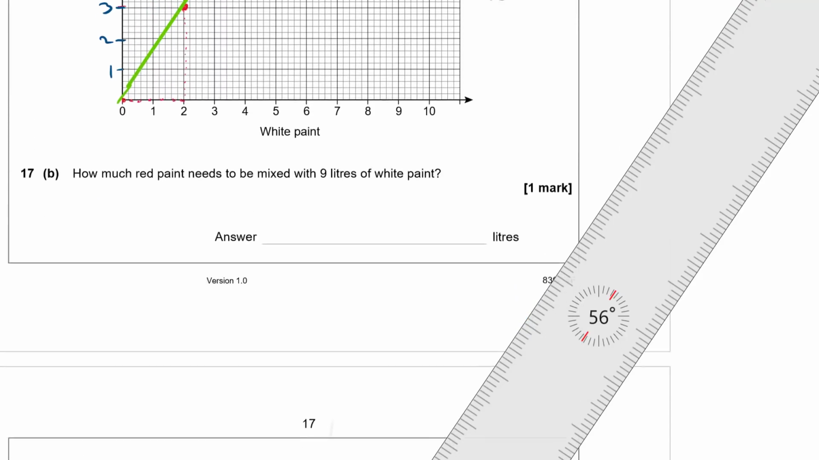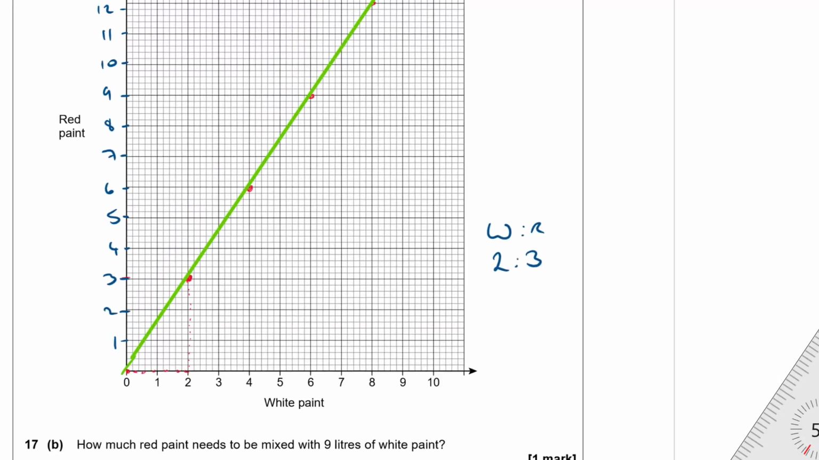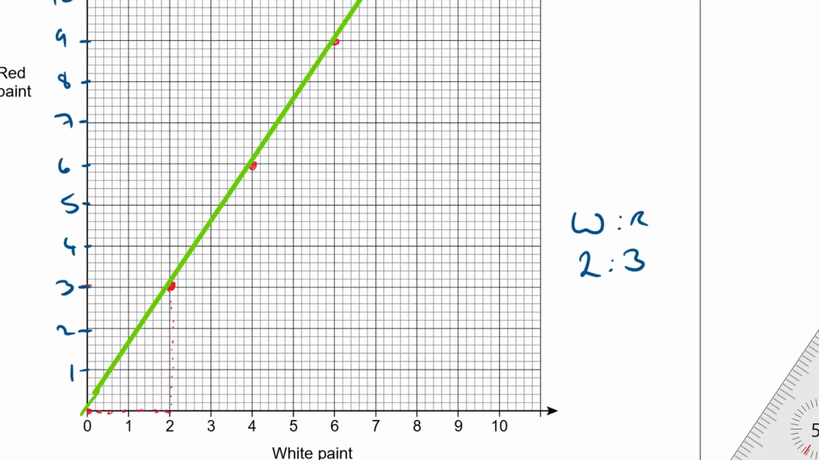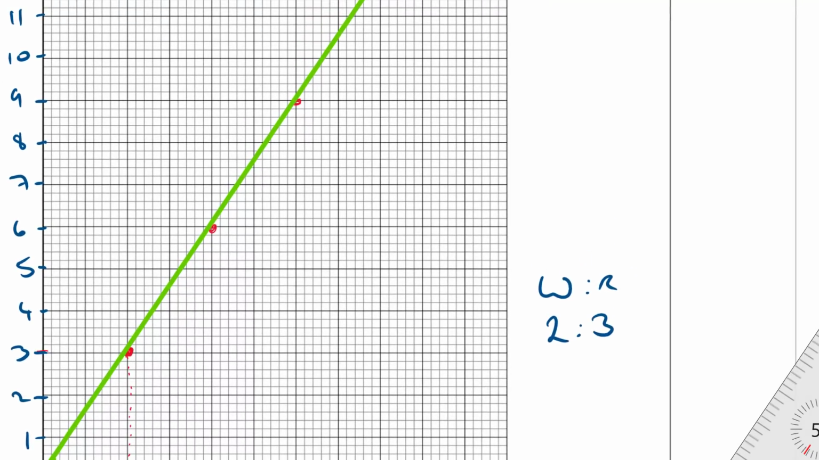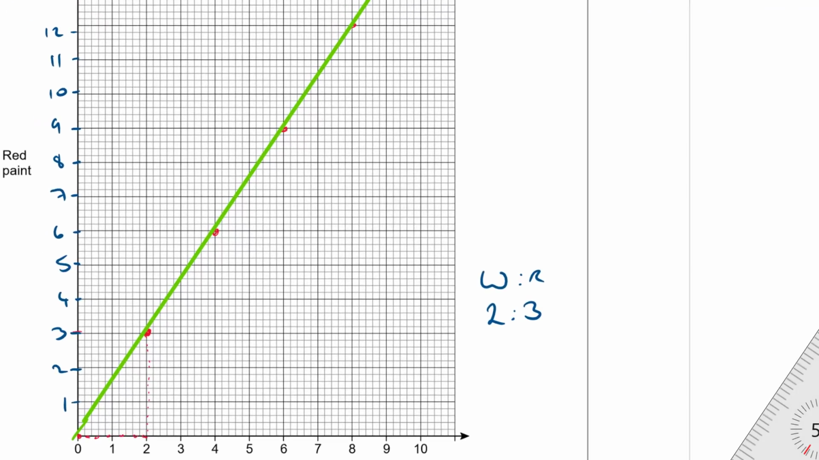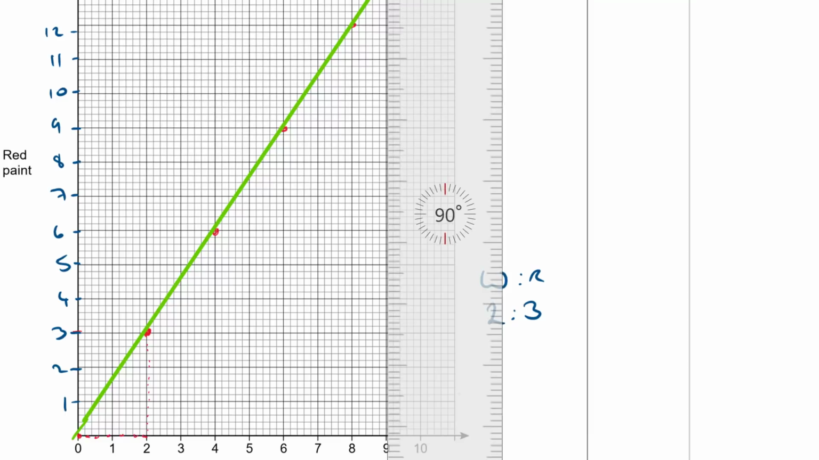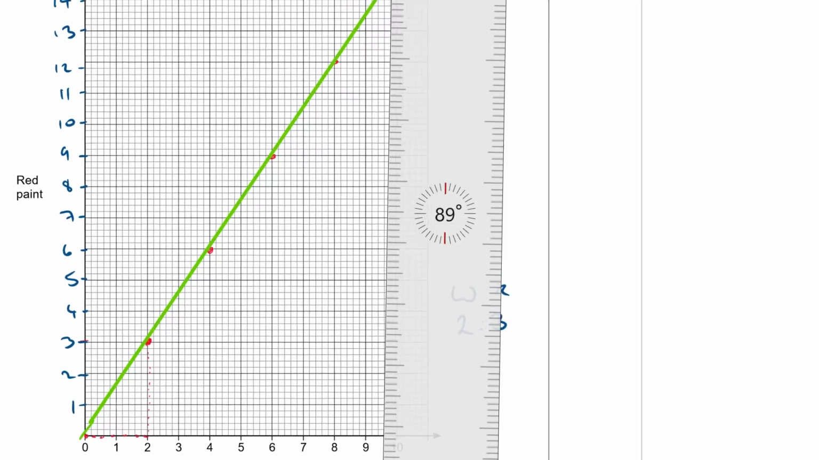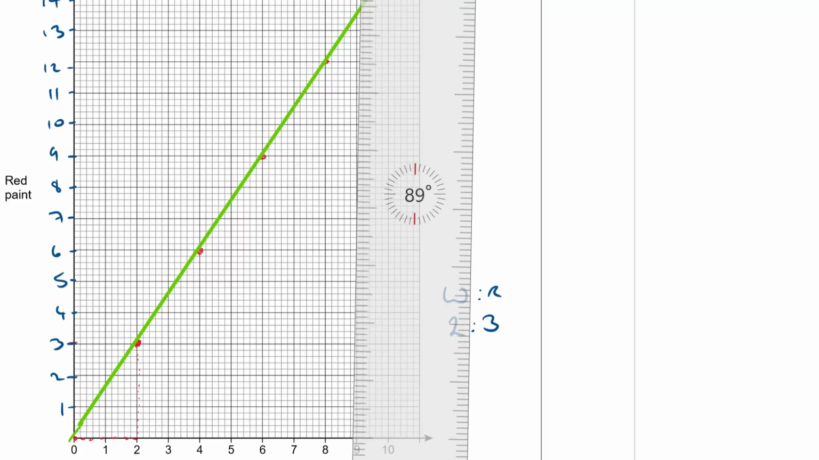Right, now, how much red paint then needs to be mixed with 9 litres of white paint? Okay, so now we can use this as a lookup value then, can't I? So I can use the scale. Let's just stick that down a bit so you can see it all. So I can find 9 on my axis here. Read up. It's still going off the top. So find 9, read up to the line, and then read across and use that as an estimate.